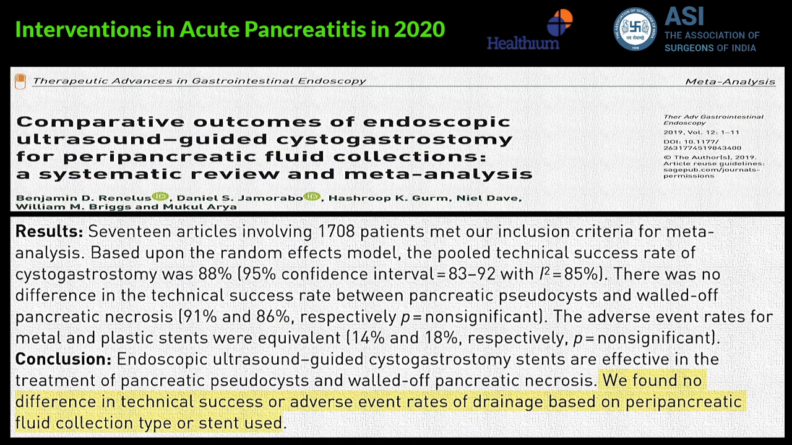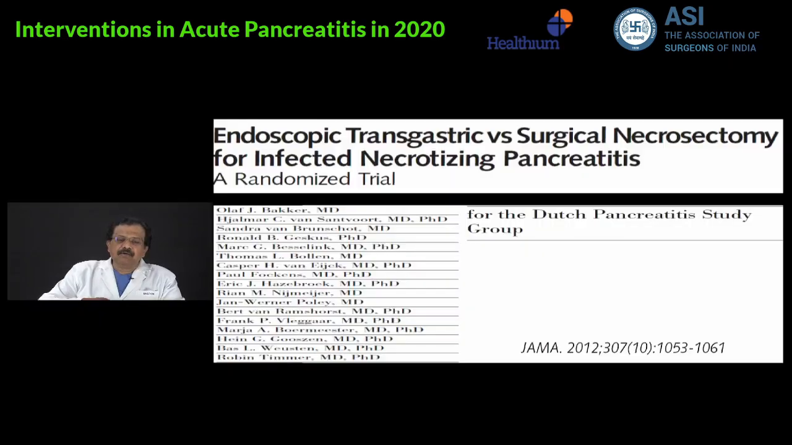But there is one meta-analysis which has just come in. I don't know how much value we have to add to this, but this meta-analysis shows that there is no difference in technical success or adverse event rates of drainage based on peripancreatic fluid collection type or the stent used. So we just have to wait for some more data to see whether the original plastic stents can still be used endoscopically to treat patients with walled-off pancreatic necrosis, or it has to be only a lumen opposing stent. But as of today, all walled-off pancreatic necrosis treated endoscopically are treated using a lumen opposing metallic stent. Now let us look at the data that we have that compares endoscopy and surgery.